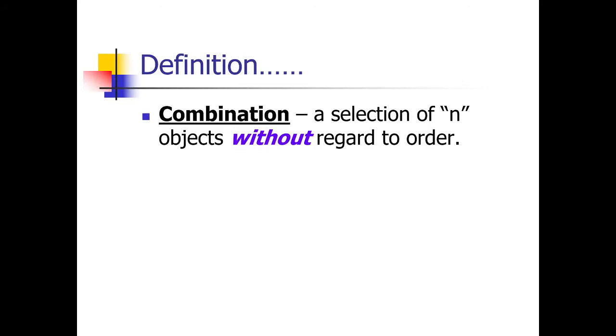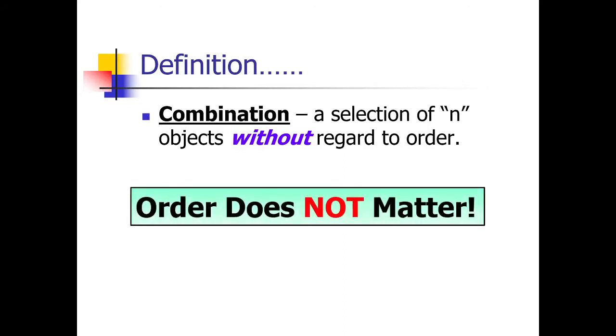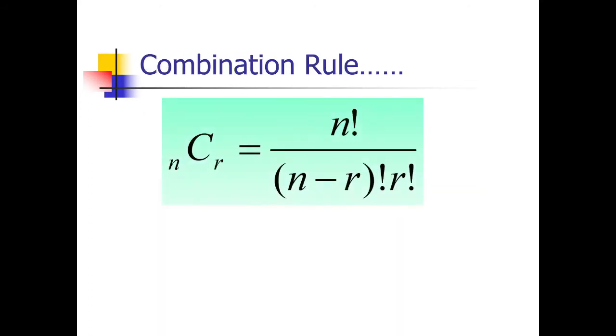Therefore, a combination is a selection of objects without regard to order. So meaning, order does not matter at all. So take note of this. Permutation, order matters. Combination, order does not matter at all. And this will be our formula for combination: n factorial over n minus r factorial times r factorial.